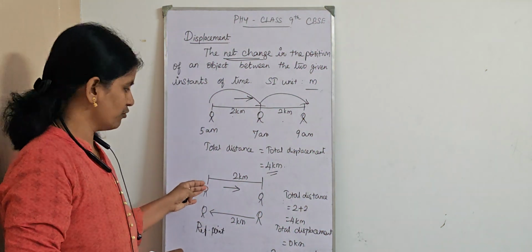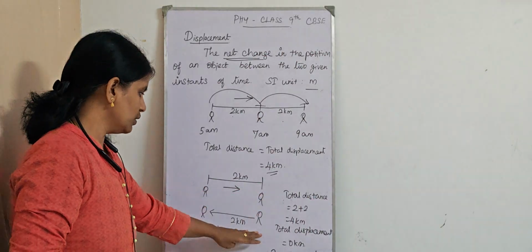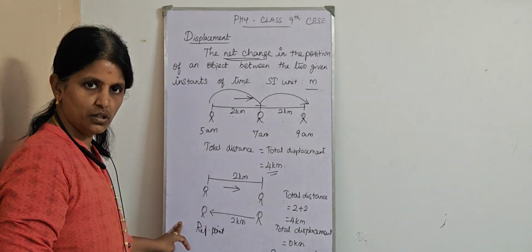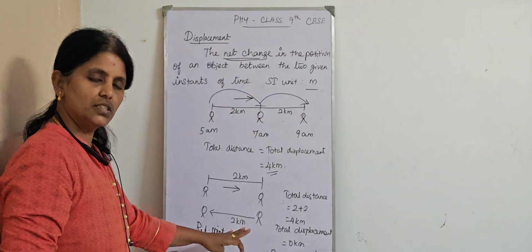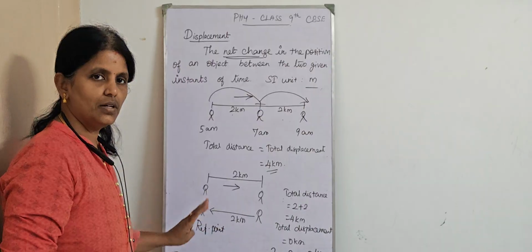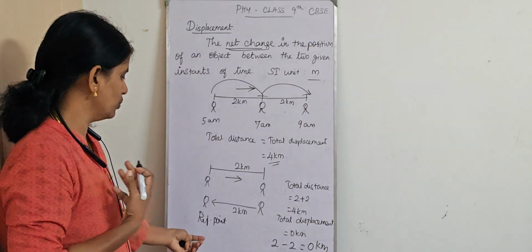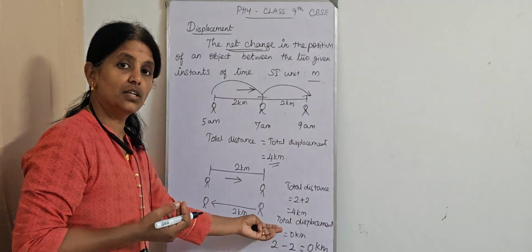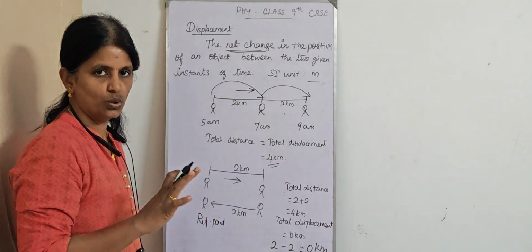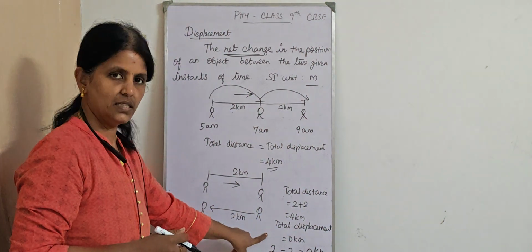Morning you are going from home to school, which is 2 km. Evening you are coming back from school to your home, which is again 2 km. So the total distance you have traveled is 4 km. But what is the displacement? At the end of the day, I am at my home. So I have done 0 km displacement, which means no displacement. We should be very careful about what is meant by distance and displacement.